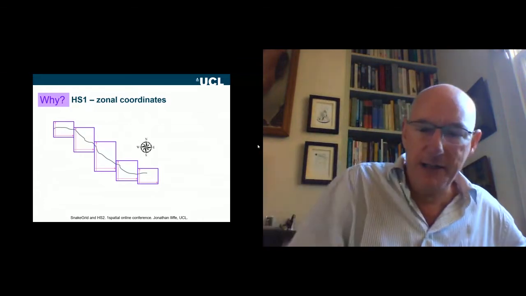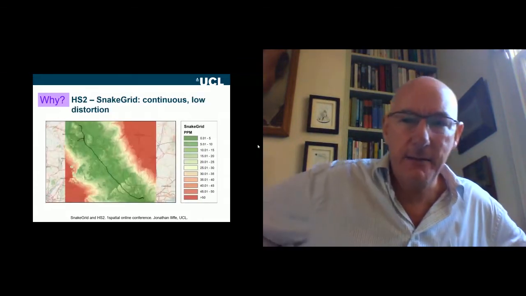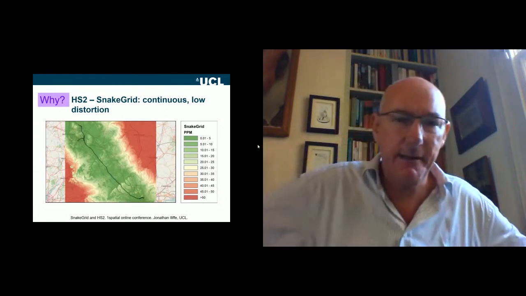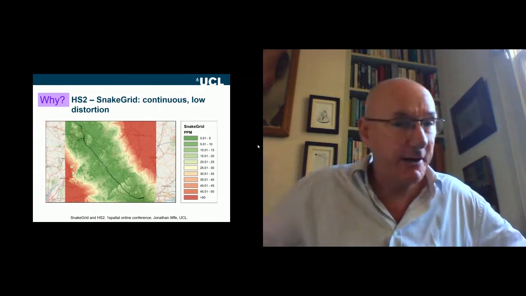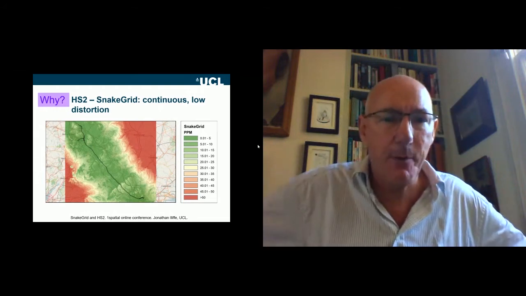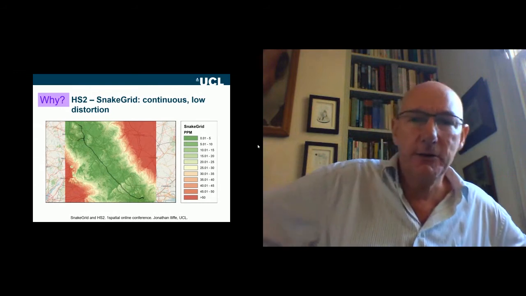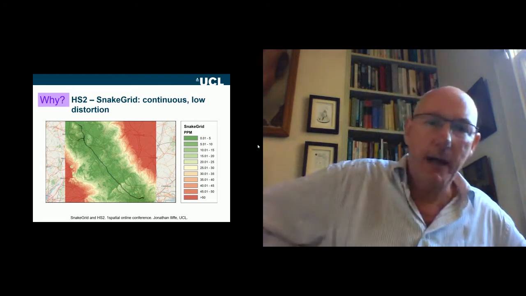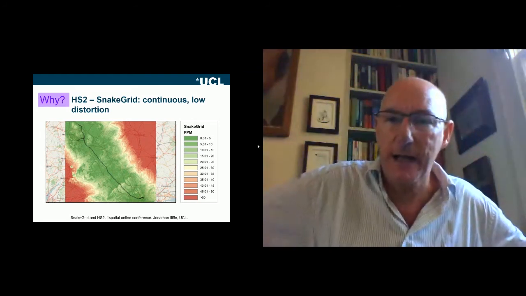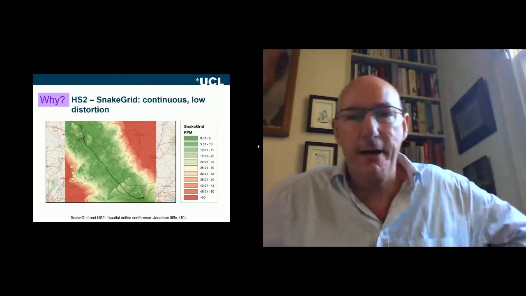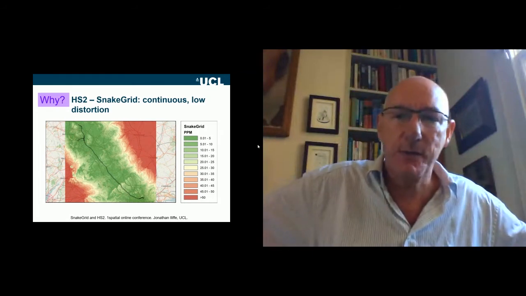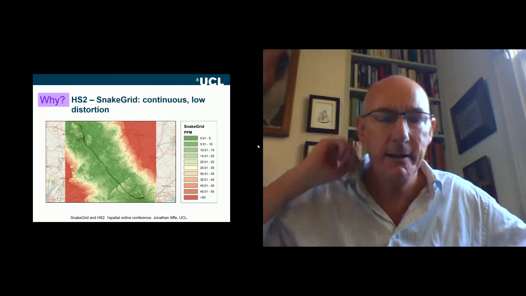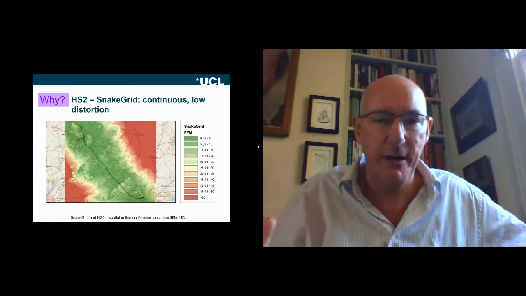So HS2 SnakeGrid is designed to get the best of all of those worlds. I'm going to leap over the sines and the cosines and the secants and how we actually achieve this, and just show you the end result, which is a map of the horizontal distortion of the HS2 coordinate system when using the SnakeGrid system. Green is good on that diagram. Green is a distortion of less than 20 parts per million. That's 20 millimeters per kilometer, or 2 millimeters per 100 meters, so virtually an ignorable amount.